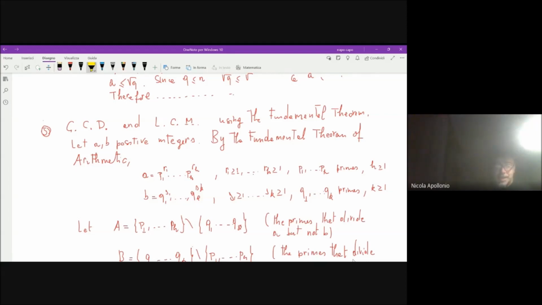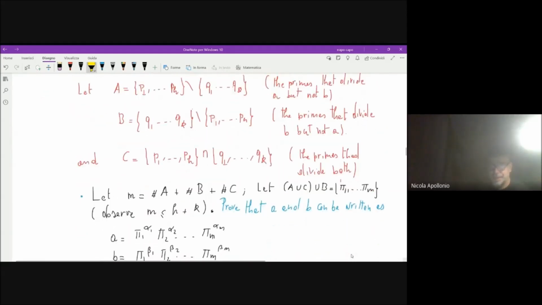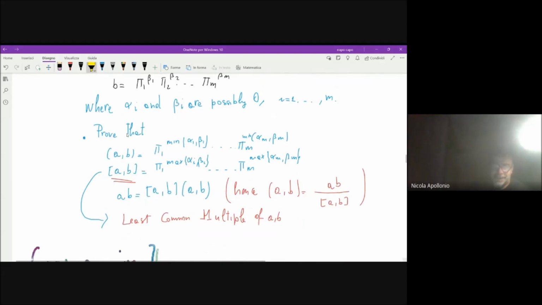Pick these two integer numbers A and B, write down their unique prime factorization, and then you define the greatest common divisor as the product of the common primes, each one taken with the smallest exponent in the two representations, and the least common multiple as the list of the distinct primes, each one raised to the largest of the two exponents.